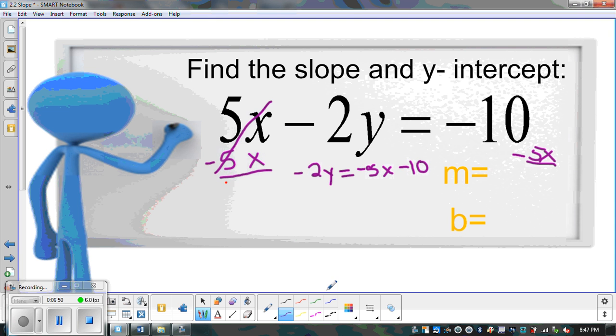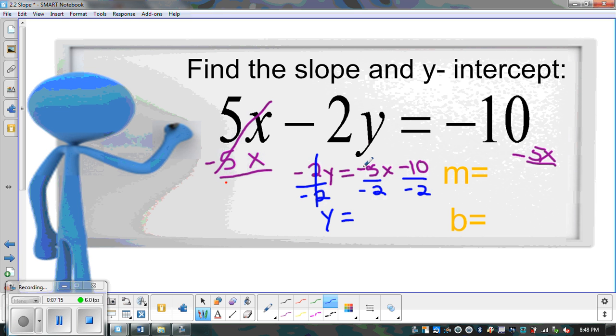My last step is going to be to divide by the number on the y. It must be the exact same coefficient, negative 2, so I divide by negative 2. The reason I do that is a negative divided by a negative is a positive, and 2 divided by 2 is 1, so there's my 1y. But remember, if I divide by negative 2 here, I must divide each separate term by negative 2.